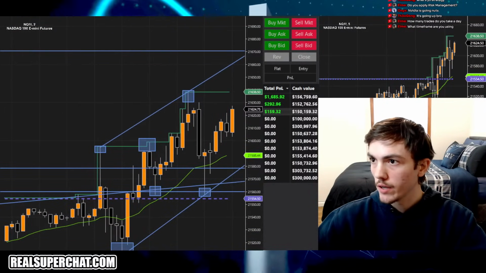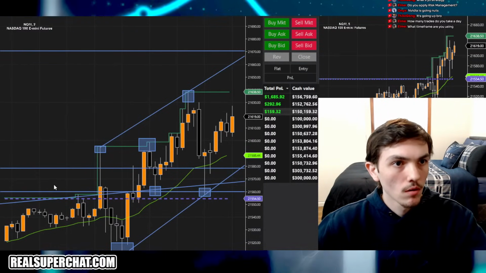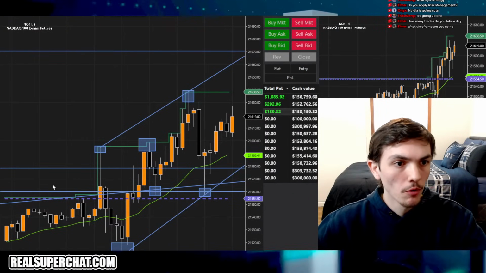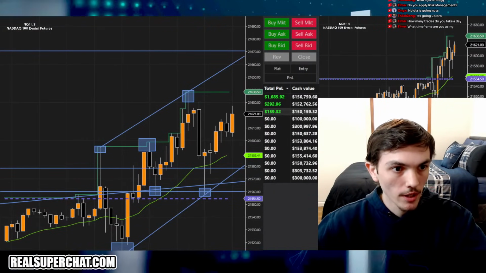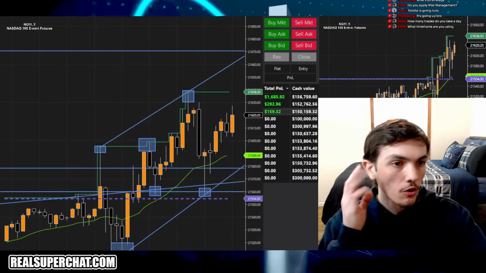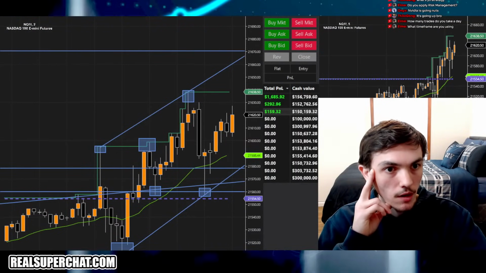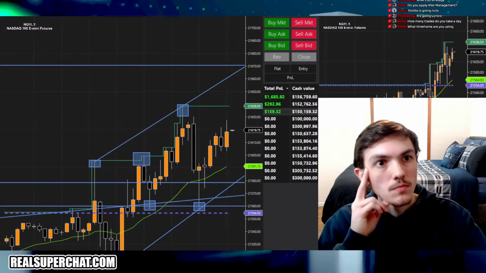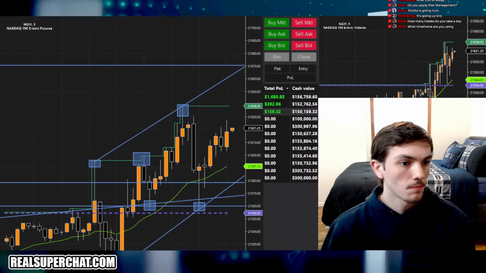That's only 200 points. For that to happen, Netflix would have to go green, Palantir would have to go green, Meta would have to go green, Google would have to be up like 2%, Tesla would have to be up around 4%. See what happens.